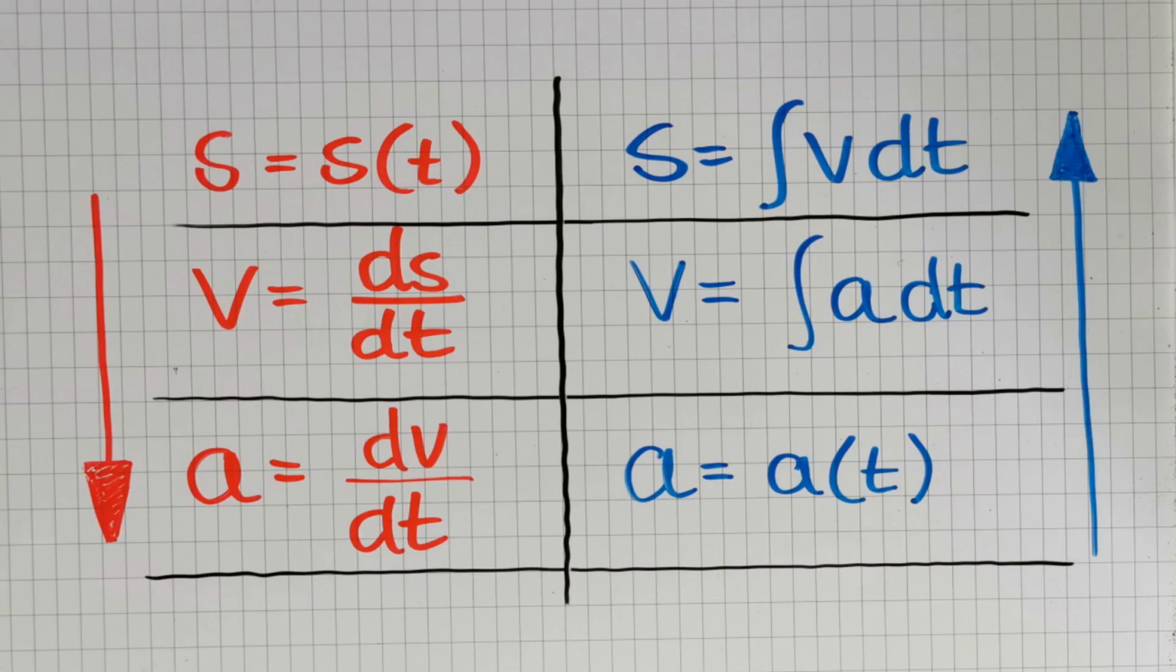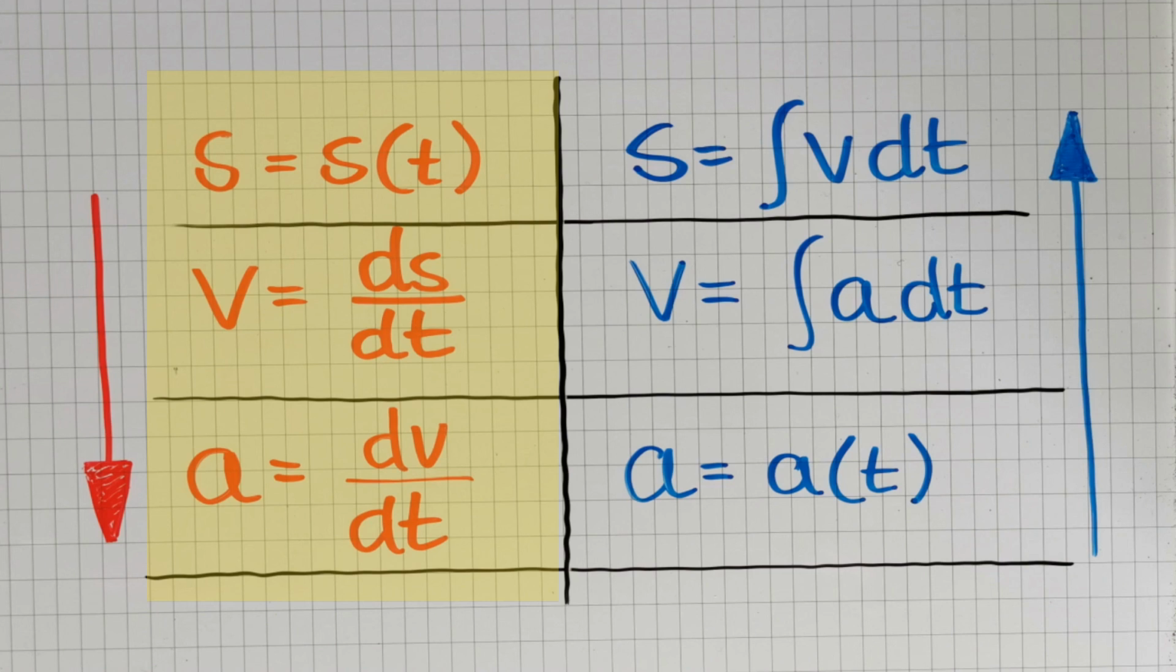So to summarize these concepts, if you look on the left hand side of this table in red at the top, we have S, position, is a function of time. If we go down one row, we get V, that is the first derivative of position, so velocity is ds/dt. Then we take the first derivative of velocity and we get acceleration, which is then dv/dt.